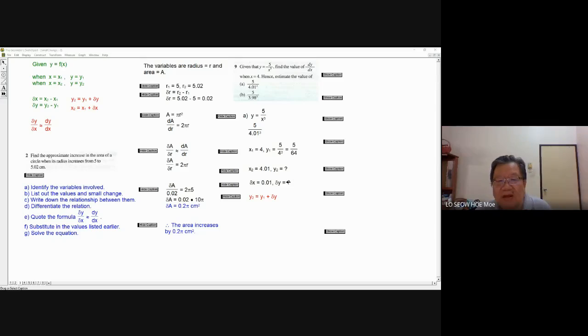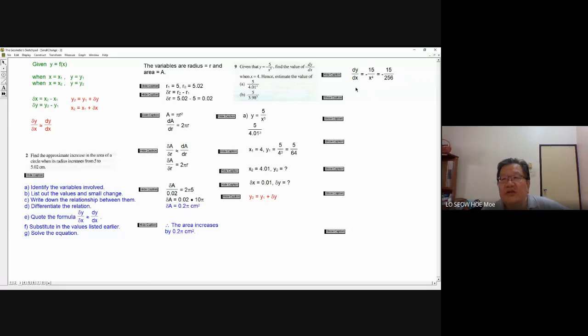After finding delta x and delta y, I know this value of y2 is actually y1 plus delta y. So I use the y1 here, then I add the delta y that I found. That is my y2. This is called approximation. Approximation is to find the approximate value of y2. Okay, so I proceed.